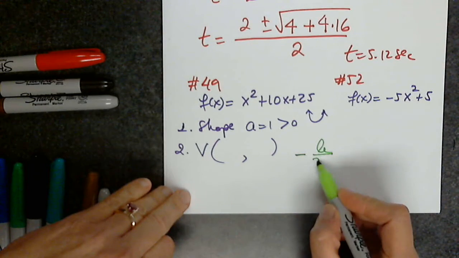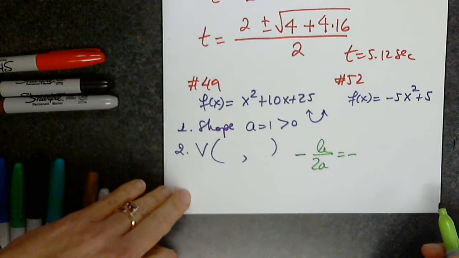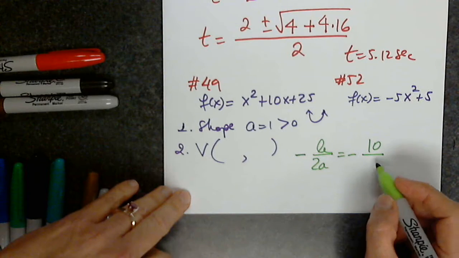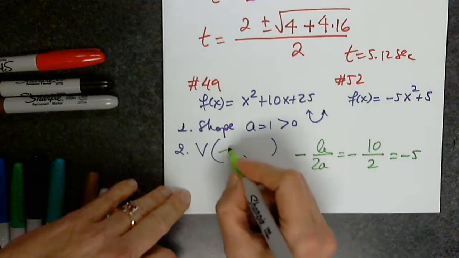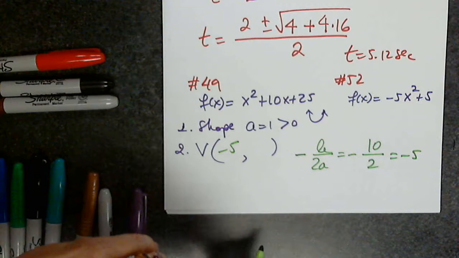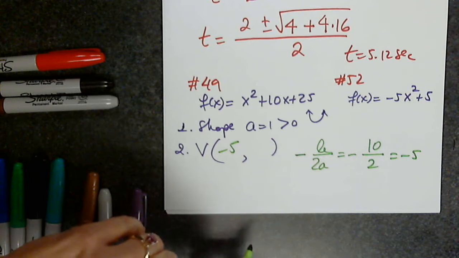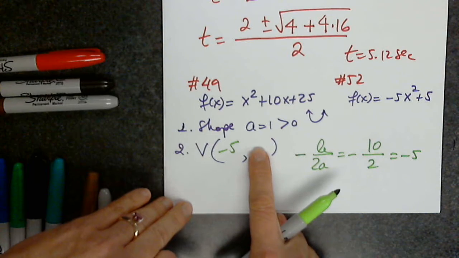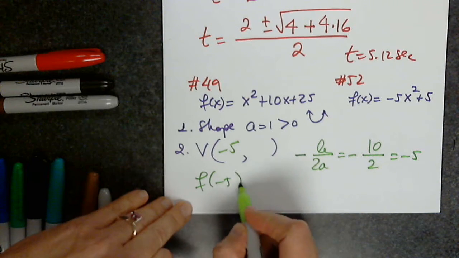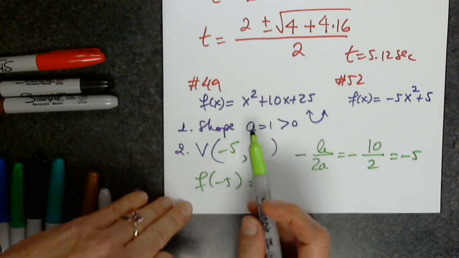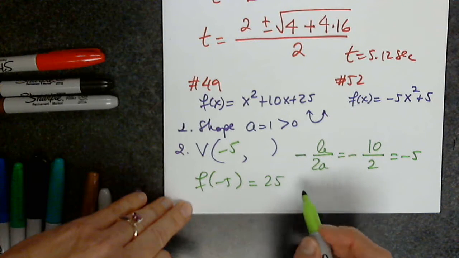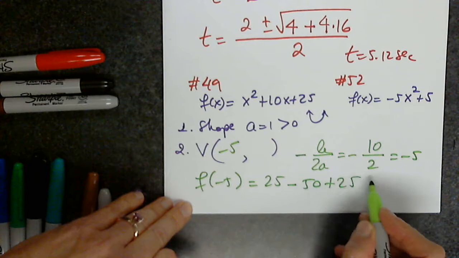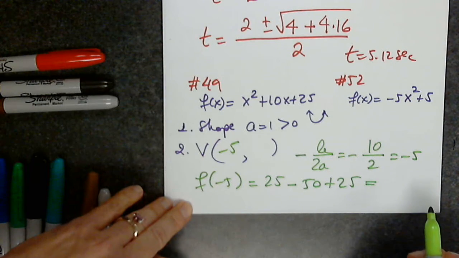So negative b over 2a, negative 10 over 2, so it's negative 5. Very good. How do I find the y-coordinate of the minimum? Plug it in. So f of negative 5. Negative 5 squared is 25 minus 50 plus 25, and I get 0.